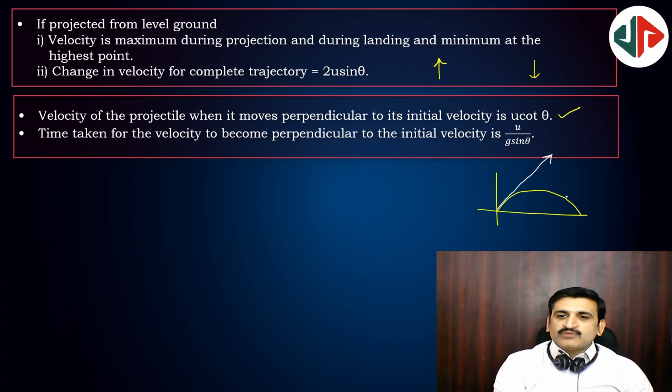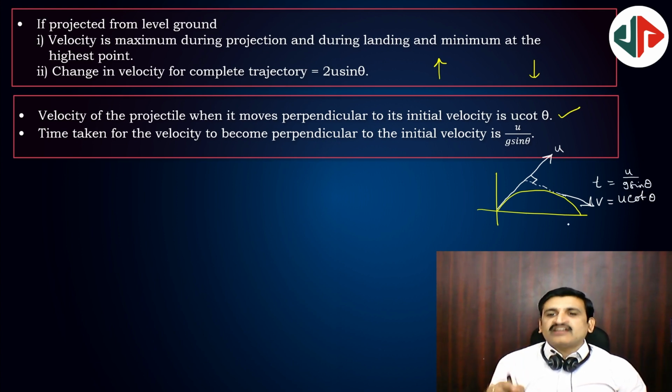It is moving in such a way that its velocity vector is perpendicular. If these two are perpendicular, this is u and this is v. You have to observe this condition. Velocity of the projectile when it moves perpendicular to its initial velocity is v equal to u cot theta, and the time after which it happens is u by g sin theta. After time u by g sin theta, the velocity vector is perpendicular to the initial velocity vector.